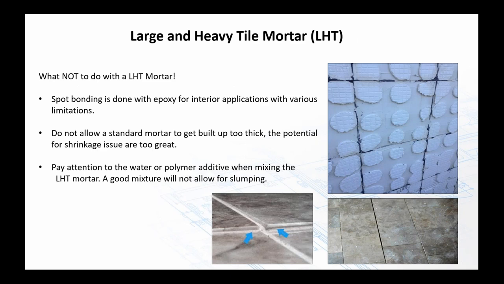What do you not want to do with LHT mortar? Well, spot bonding. Again, this is typically a poor prep situation where preparation's not been done correctly. So they dab some mortar on top of the, or notch out the wall and dab mortar on the back of the tile and then push it in there lightly, just trying to get edges to meet edges of tiles around it.